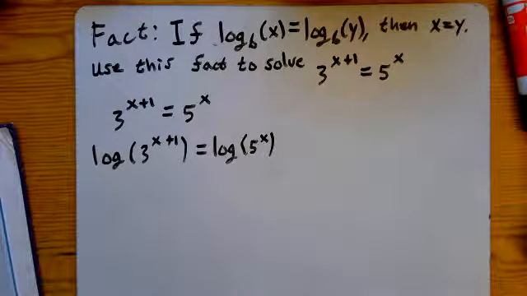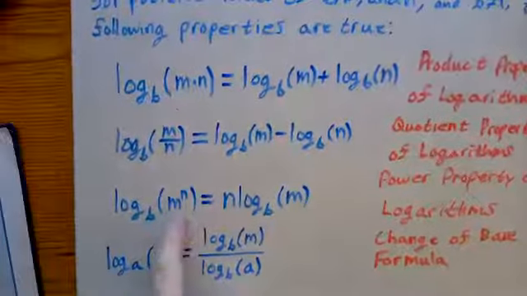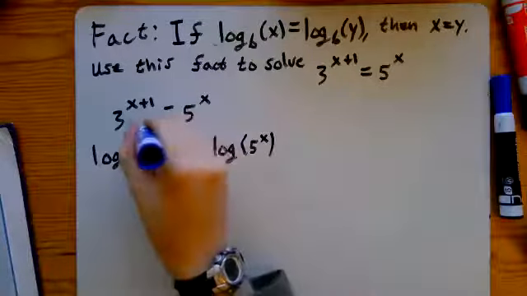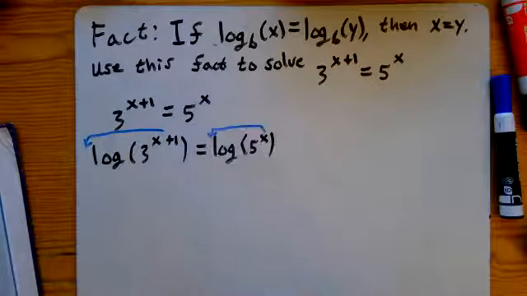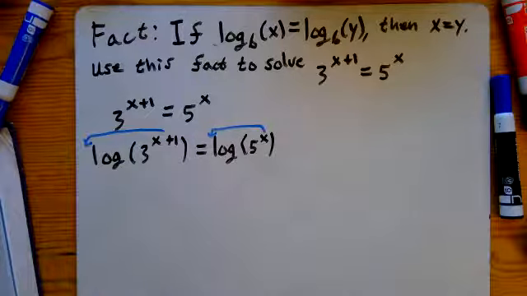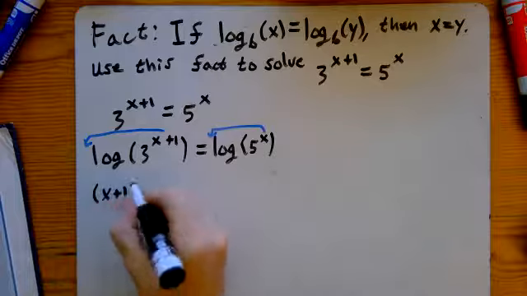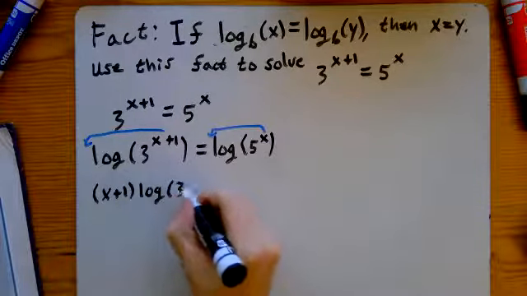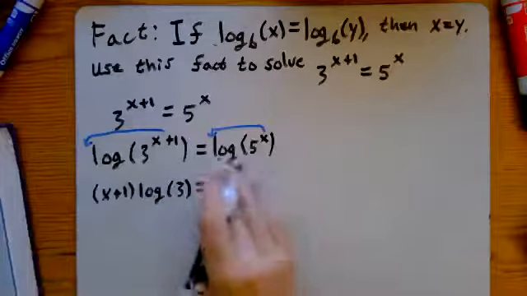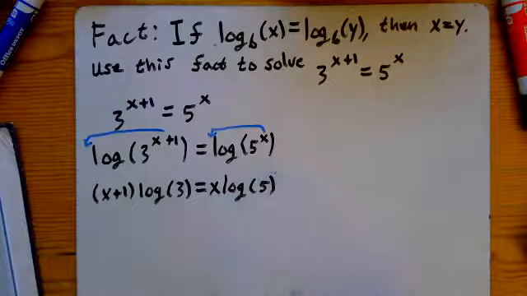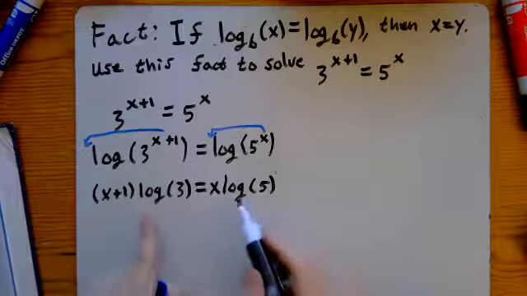Well, this actually helps us because of something we learned the other day. If we have a log of a power, we can pull the exponent out of the log. So I can pull these exponents out of the log. Now we have x plus 1 times the log of 3 equals, oh, need to pull that x out. X log of 5.